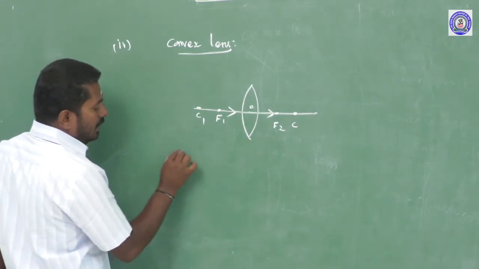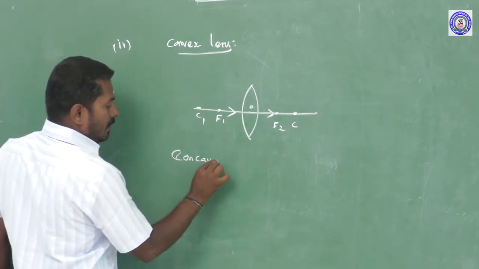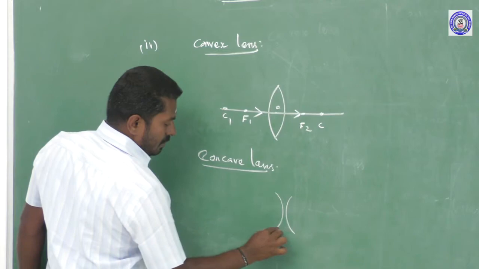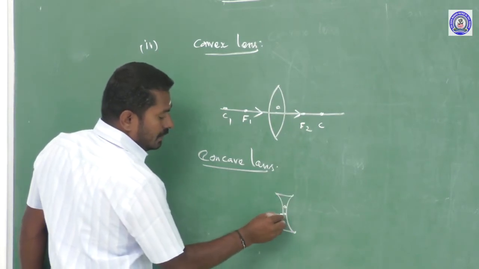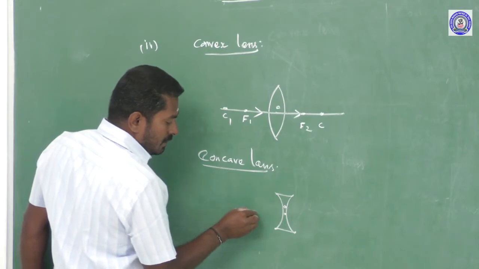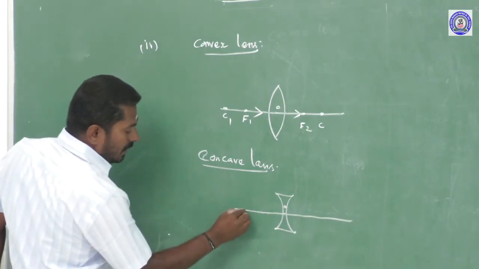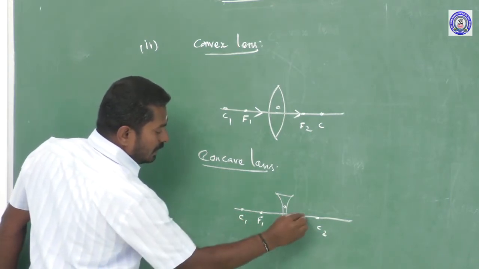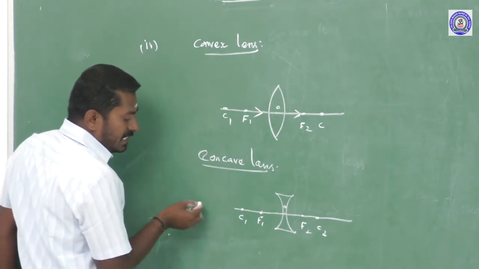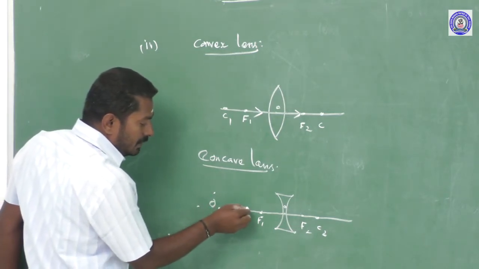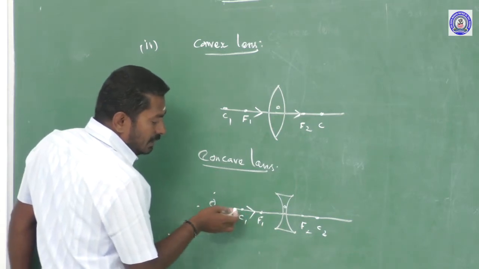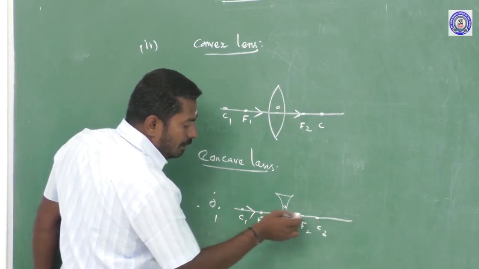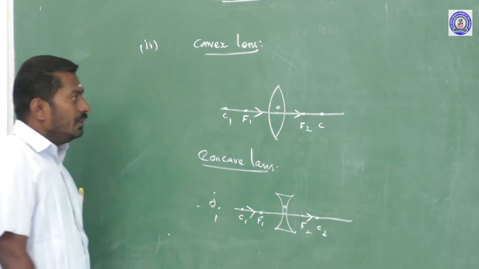In the case of concave lens, optic center of concave lens, principal axis, there are two centers of curvature C1 and C2. There are two focal points F1 and F2. When a ray of light is coming from the object, passing along the principal axis, it travels along a straight line, passing through the optic center without producing any deviation, in the case of concave lens.